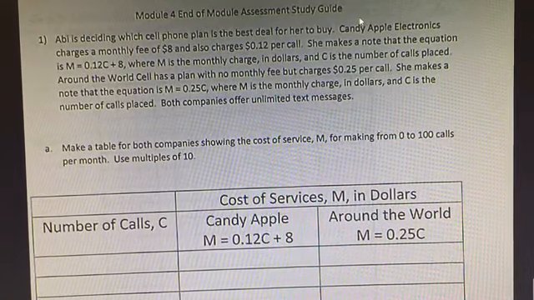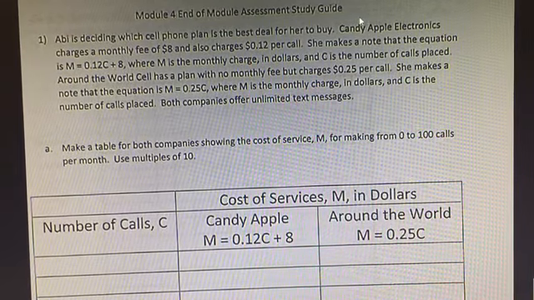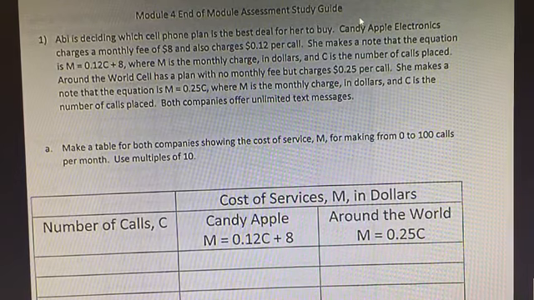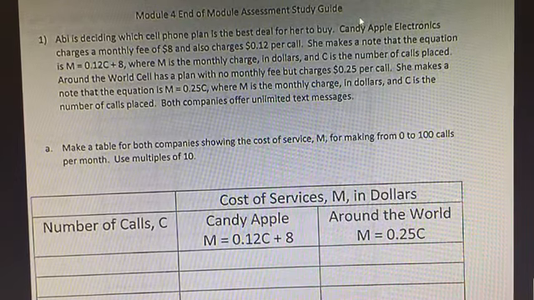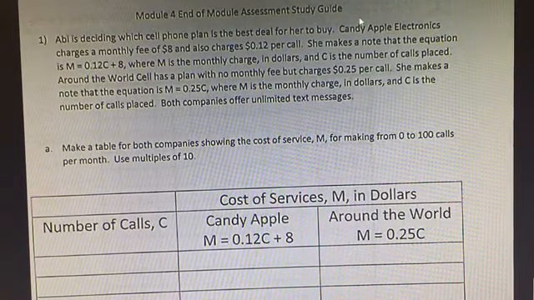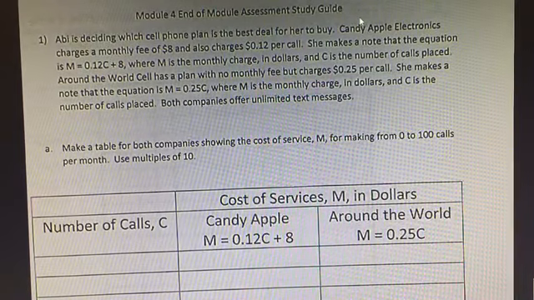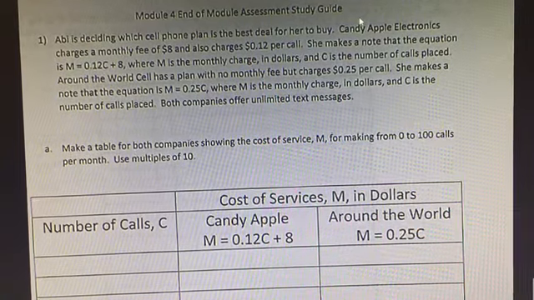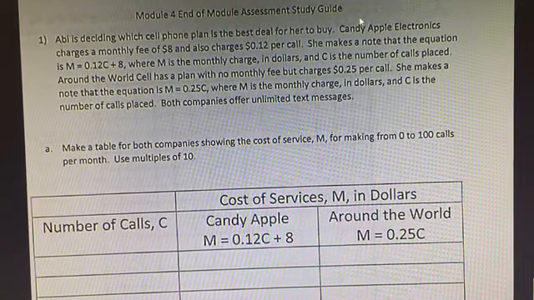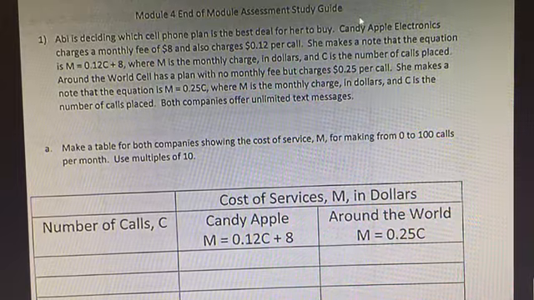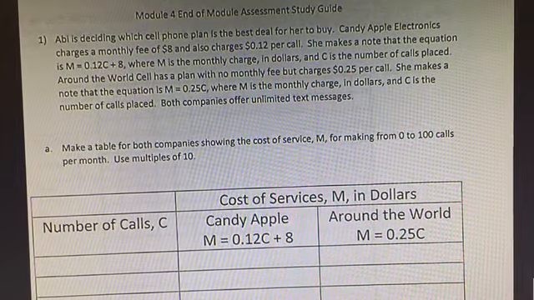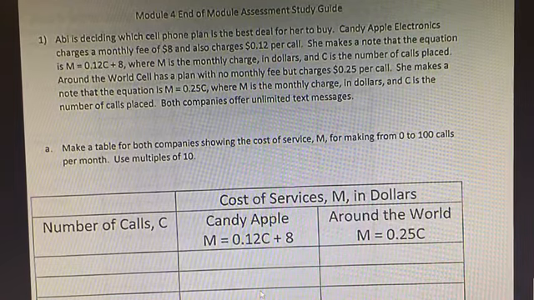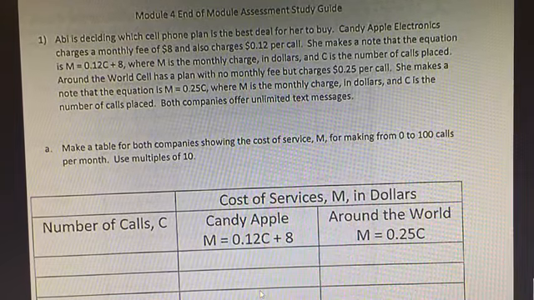Around the World Cell has a plan with no monthly fee but charges 25 cents per call. She makes a note that the equation is M equals 2500 C, where M is the monthly charge in dollars and C is the number of calls placed. Both companies offer unlimited messages. So A is make a table for both companies showing the cost of service M for making 0 to 100 calls per month using multiples of 10.